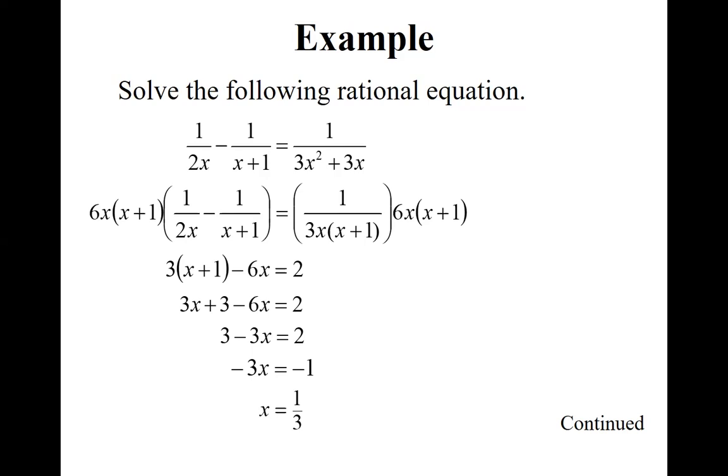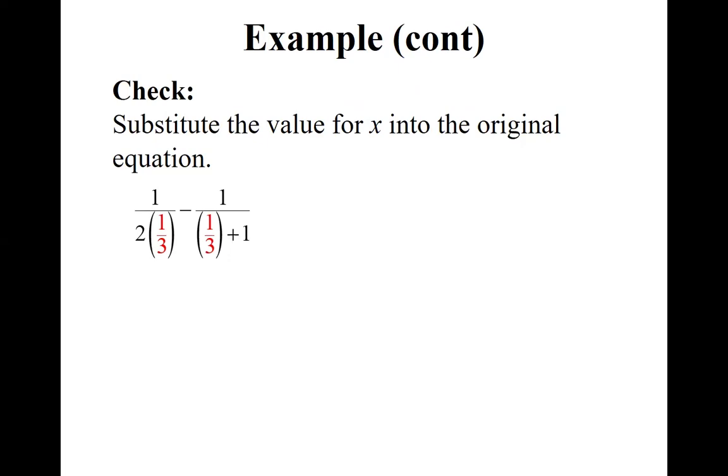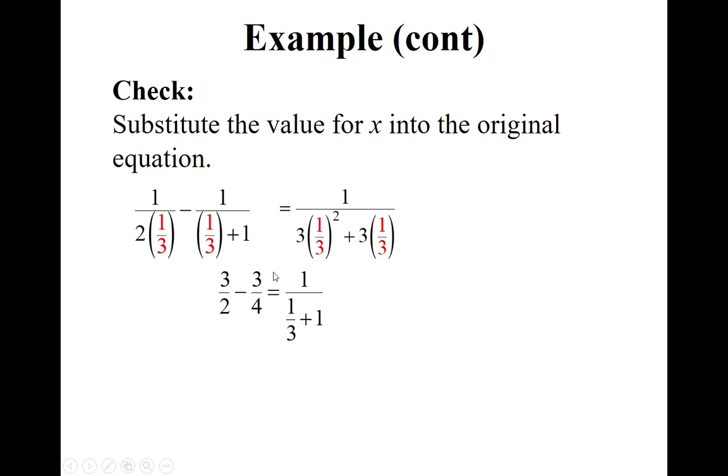We want to check that 1/3 works. So plug it back into the original equation. Not just on one side, though. On the other side as well. 2 times 1/3 is 2/3. 1/3 plus 1 is 4/3. 3 times 1/3 squared would be 3 times 1/9 or 1/3. 3 times 1/3 is 1. 1 over 2/3 is 3/2. 1 over is the reciprocal function, so 3/2. And 1 over 4/3 is 3/4.